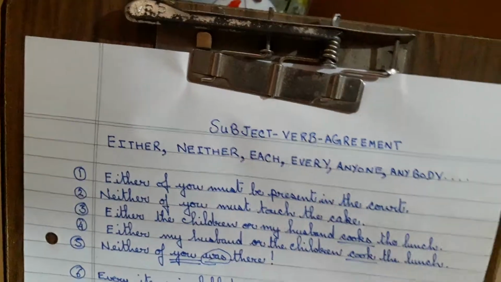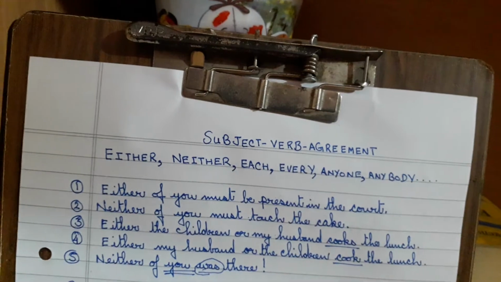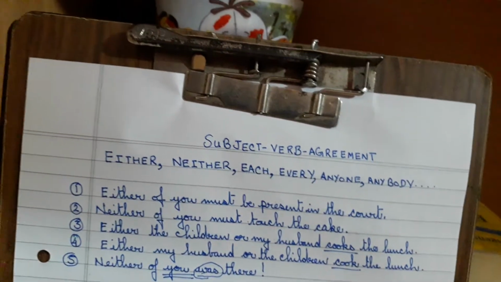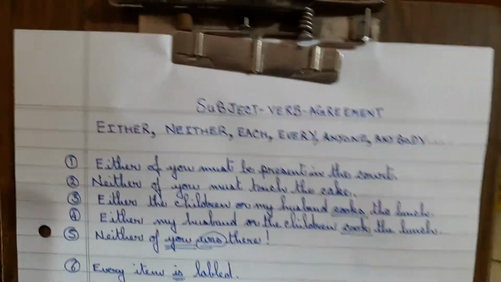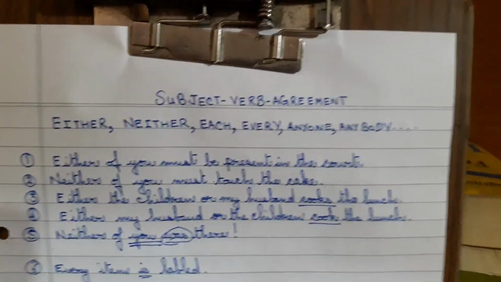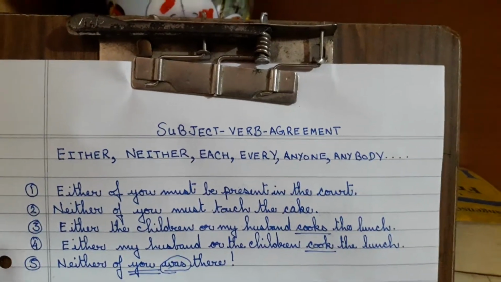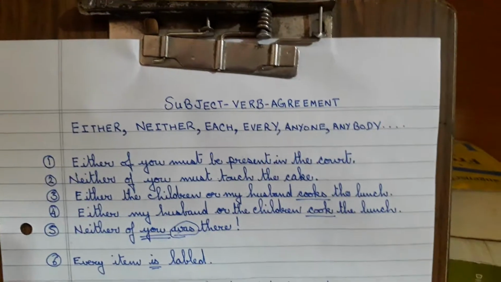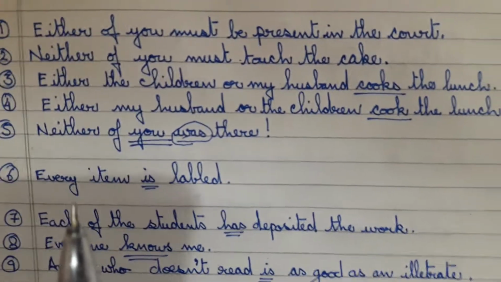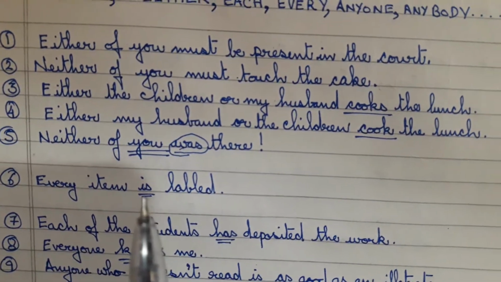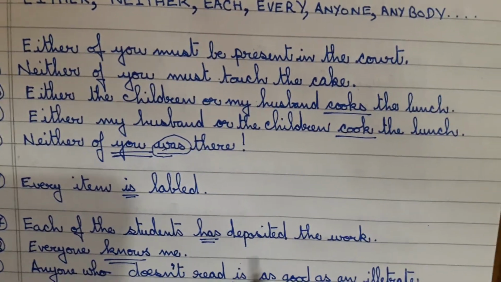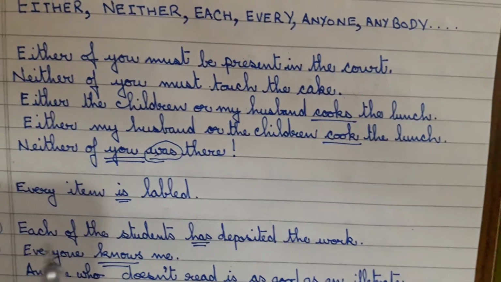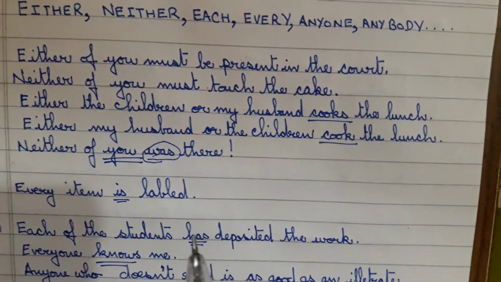See, with every, each and all such kind of words, you actually take things as singular. So when I talk about every, I would say singular verb with it. So every item is labeled. Look at question sentence number 6. Every item is labeled. Is, not are. Each of the students has. Each one of the students has, not have.